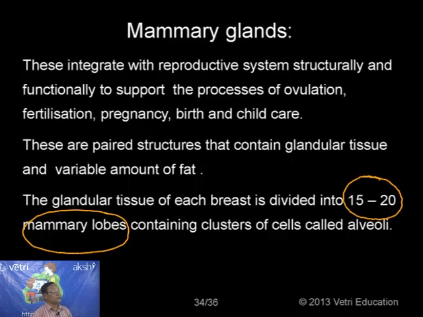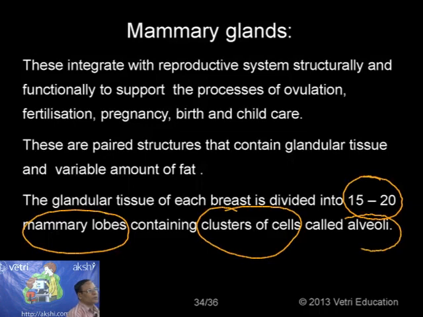These mammary lobes are formed of clusters or groups of cells, which together constitute what we call alveoli, as in the case of lungs. Bubble-like structures which are concerned with the secretion of milk are formed.